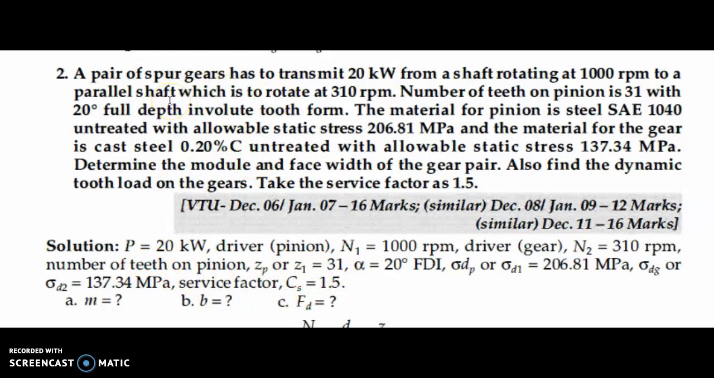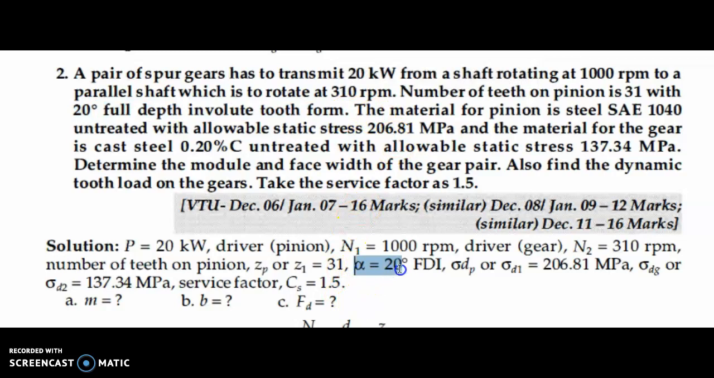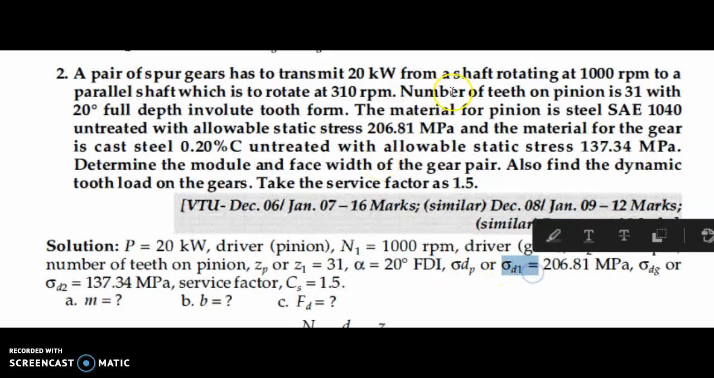And here we can see that it is a 20-degree full depth involute tooth form. So this is a particular case, the form of the teeth given in the question itself. We can take alpha, the pressure angle, as 20 degree full depth involute, and sigma d1, the material for the pinion, is steel SAE 1040. In this question, the materials for pinion and gear are different. The material for the pinion is steel, and the material for the gear is cast steel.